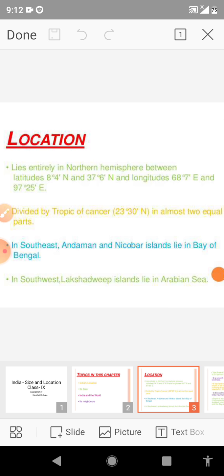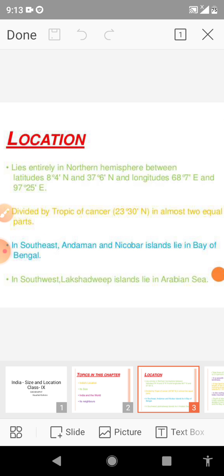Our country is lying in the northern hemisphere, that is north of the equator, in between 8 degree 4 minute north and 37 degrees 6 minute northern latitude. And as our country is lying in the eastern hemisphere, also east of the prime meridian, its longitudinal extent is 68 degrees 7 minute east and 97 degree 25 minute east.